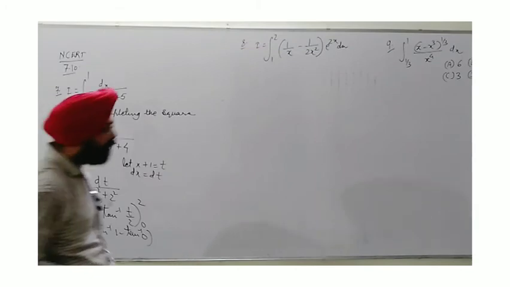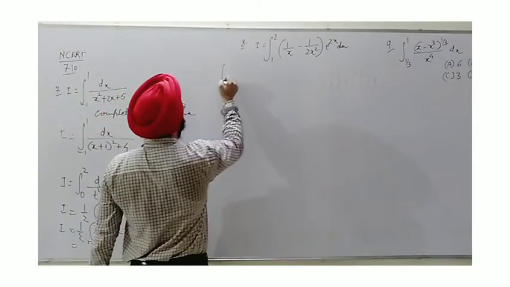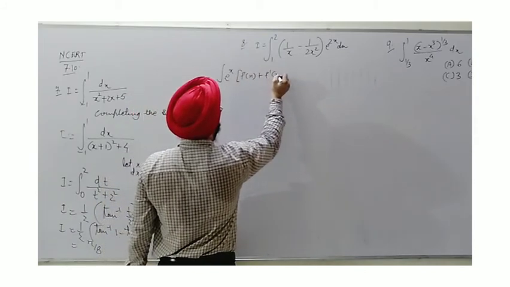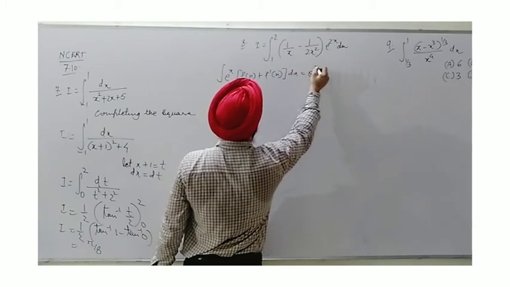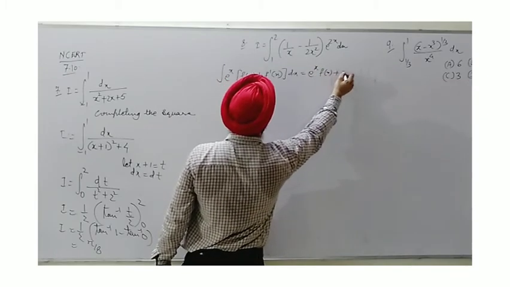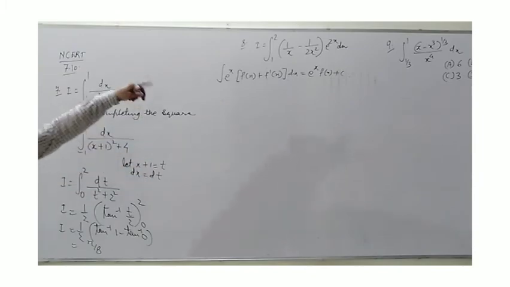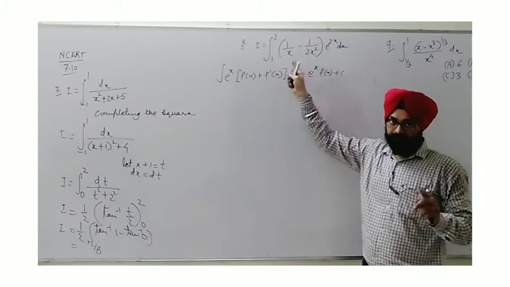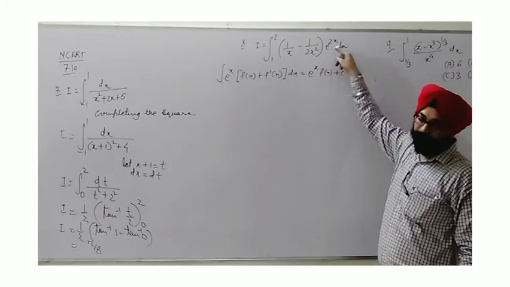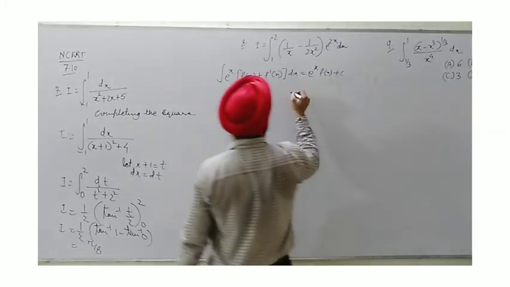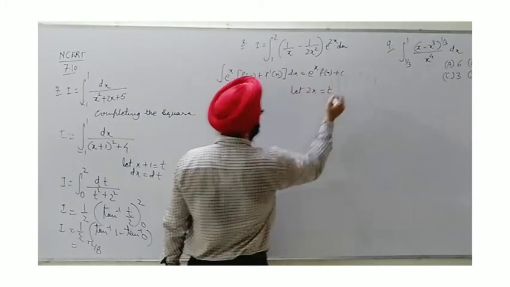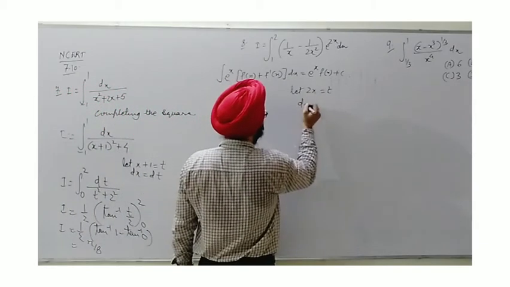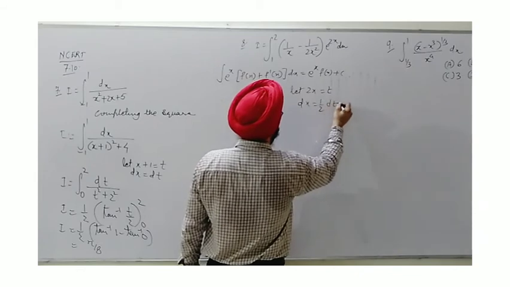Now the next one, we can see this is a special case. You remember the integration of e raised to the power x times (f of x plus f dash of x) dx. Its answer is e raised to the power x times f of x plus c. That pattern applies because we are given a product of e and these two terms. But one thing, e is given with power 2x. So first of all, substitution. We will use here: let 2x be t. So we can say dx is equal to half dt.